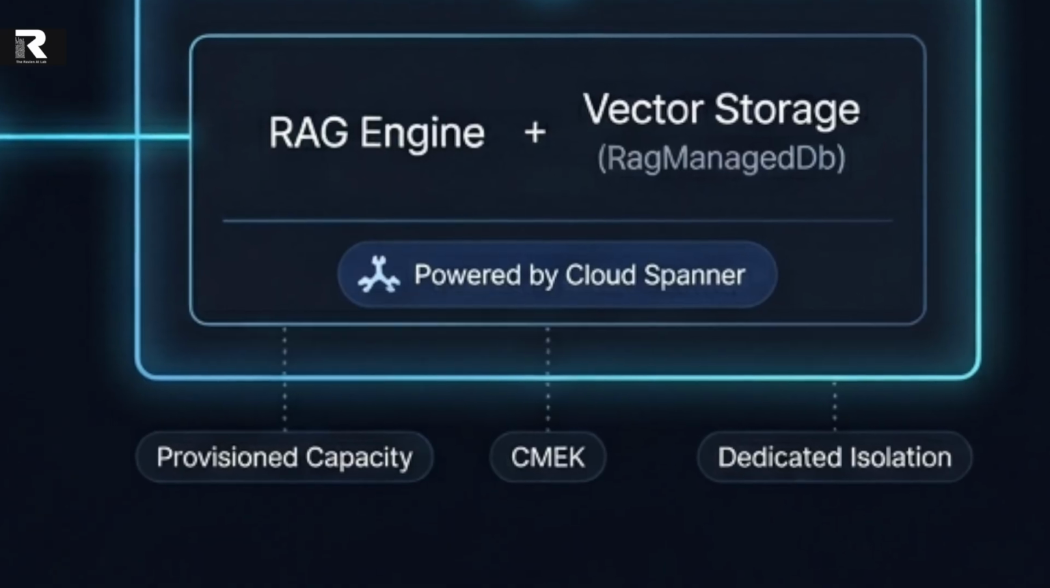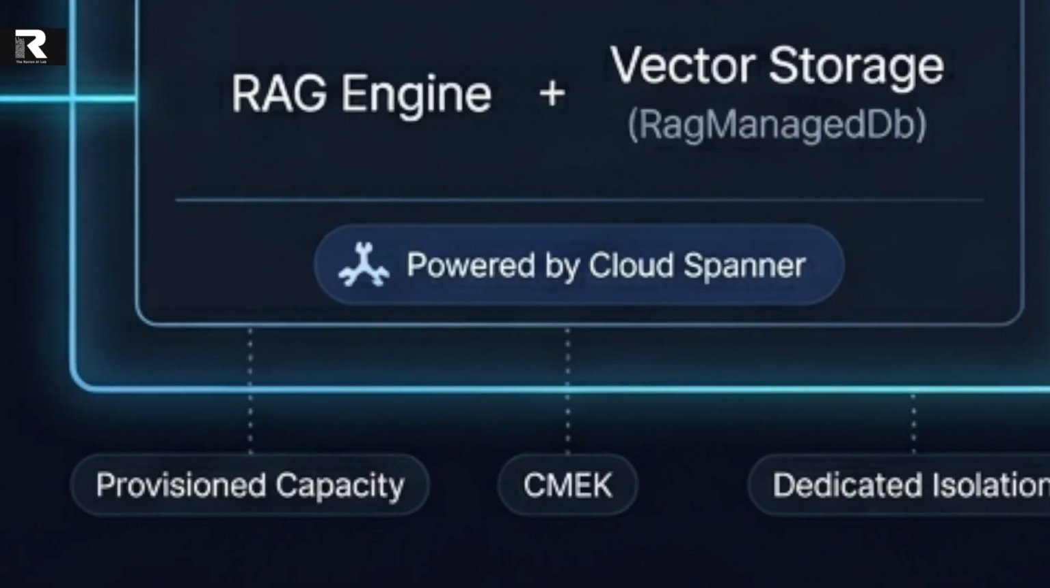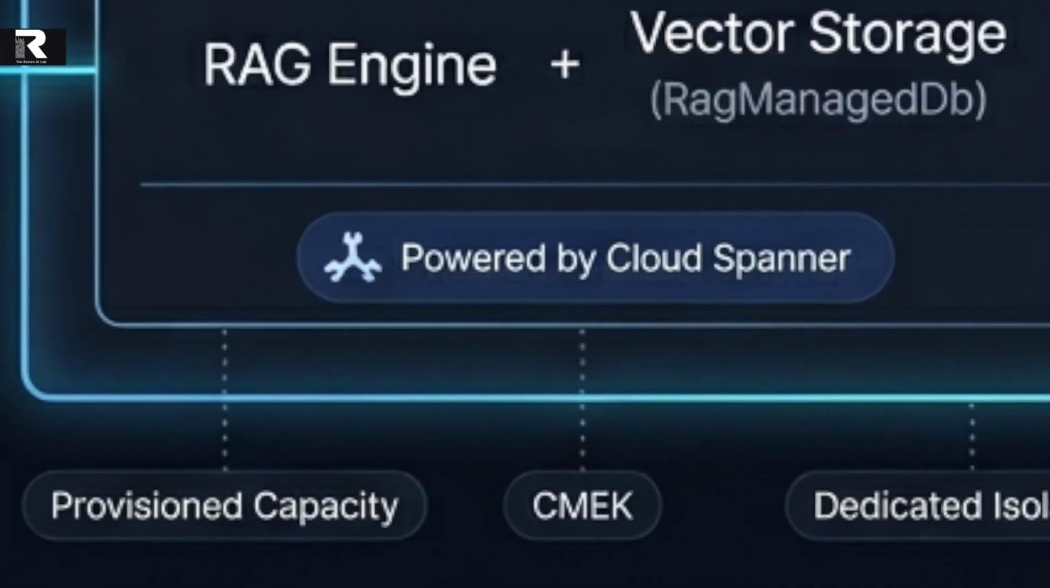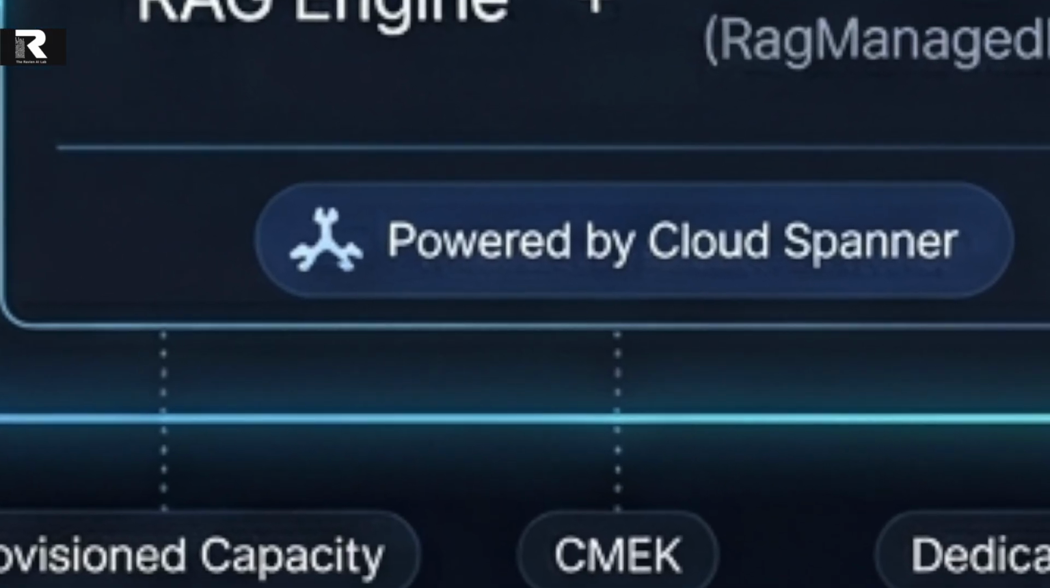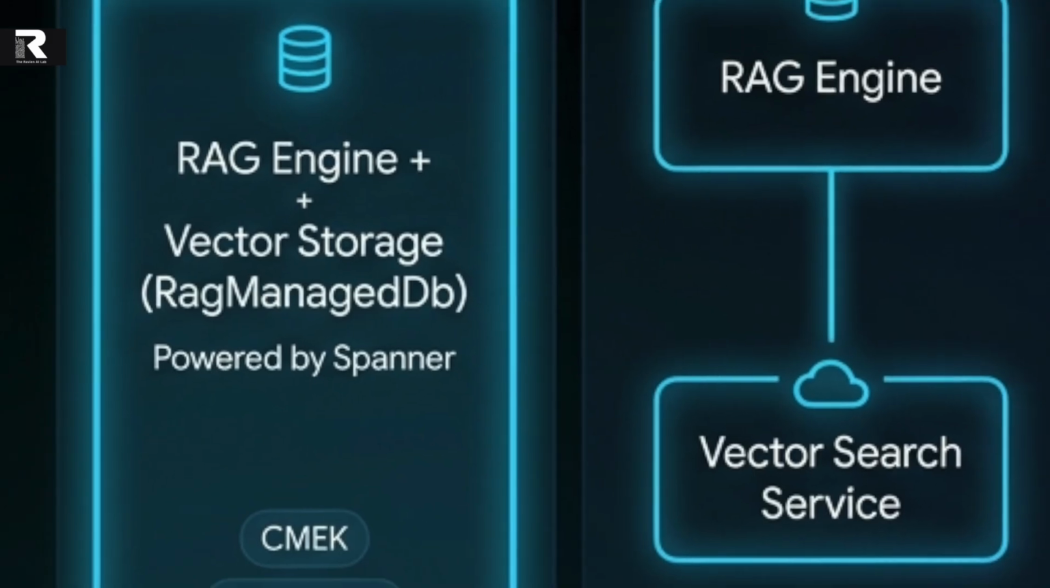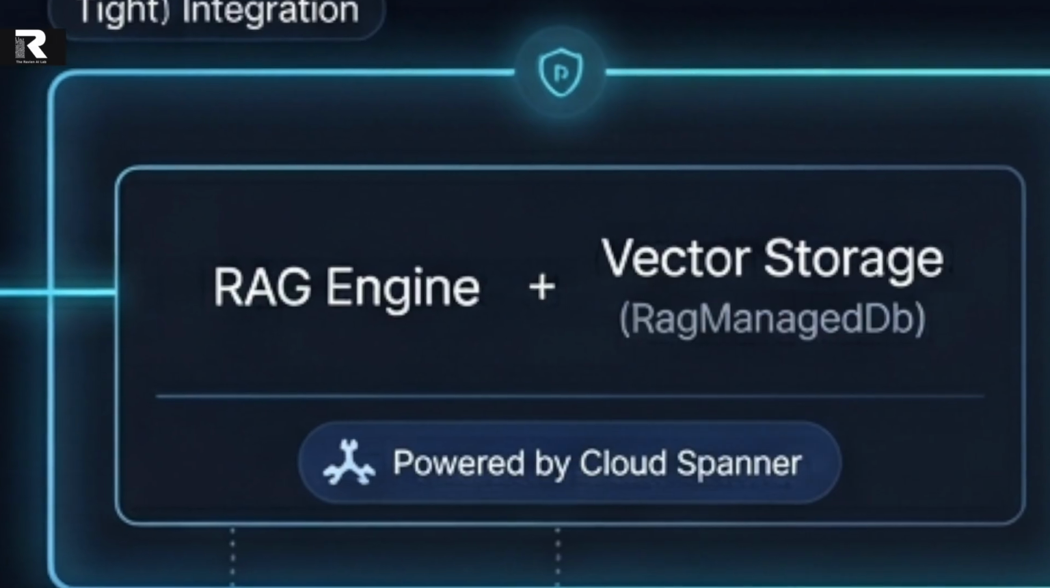VectorDB support defaults to RAG managed DB, backed by Cloud Spanner, and also supports providers like Vertex AI Vector Search 2.0, Vertex AI Vector Search 1.0, Pinecone, and Weaviate. Architecturally, this mode uses an integrated storage plus retrieval model, where vector data is tightly coupled with the underlying database.